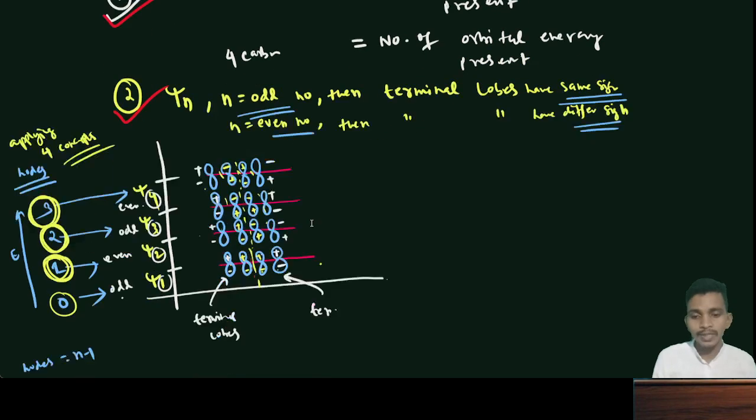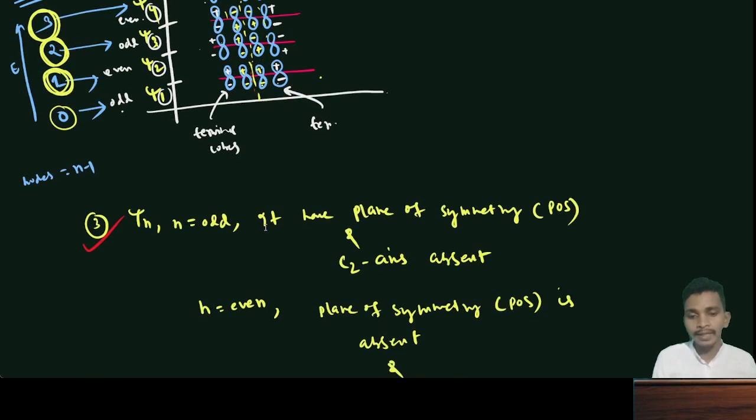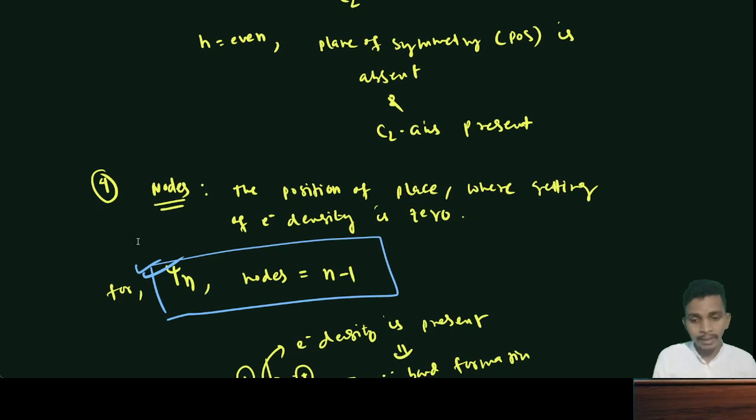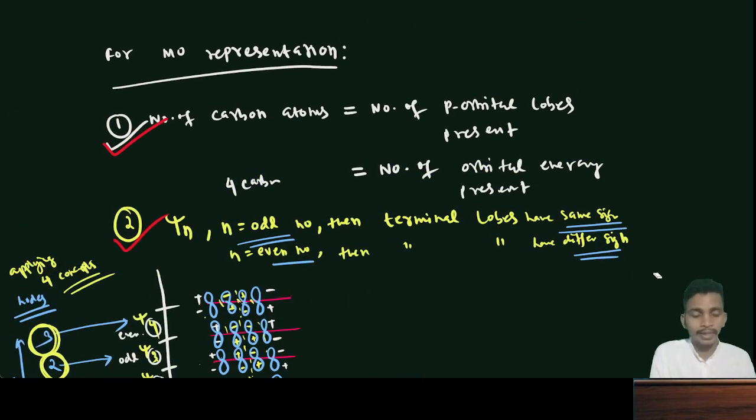Third, if n is odd, then we have a plane of symmetry and the C2 axis is absent, and if n is even, then the plane of symmetry is absent but the C2 axis is present. And fourth, nodes are the positions where electron density is zero; for psi n, the number of nodes is n minus 1. So applying these four, we can make the orbital energy representation of any organic molecule.